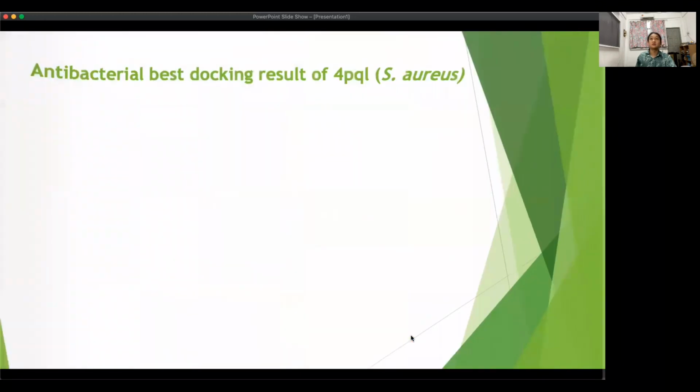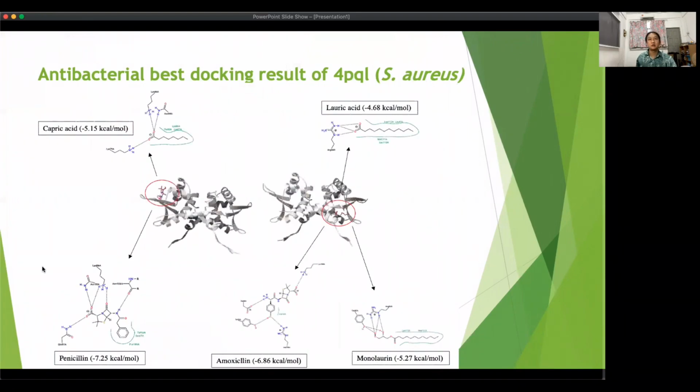Moving on is the molecular docking result for Staphylococcus aureus DNA binding protein for the antibacterial test. These are the best hits of the docking. Capric acid from VCO, monolaurin from VCE, and the reference drug penicillin obtained the best results. The green lines are hydrophobic interactions, and the dotted lines are hydrogen bonding.